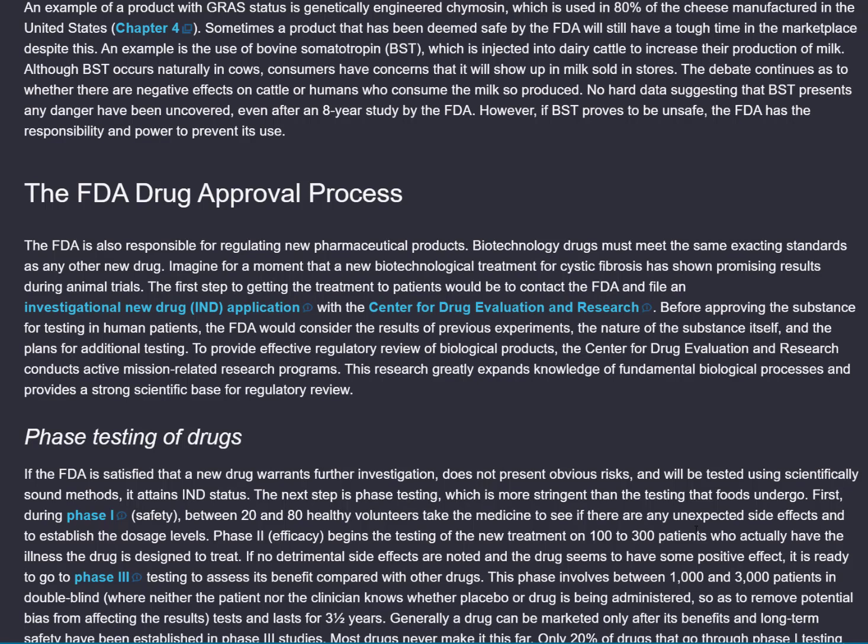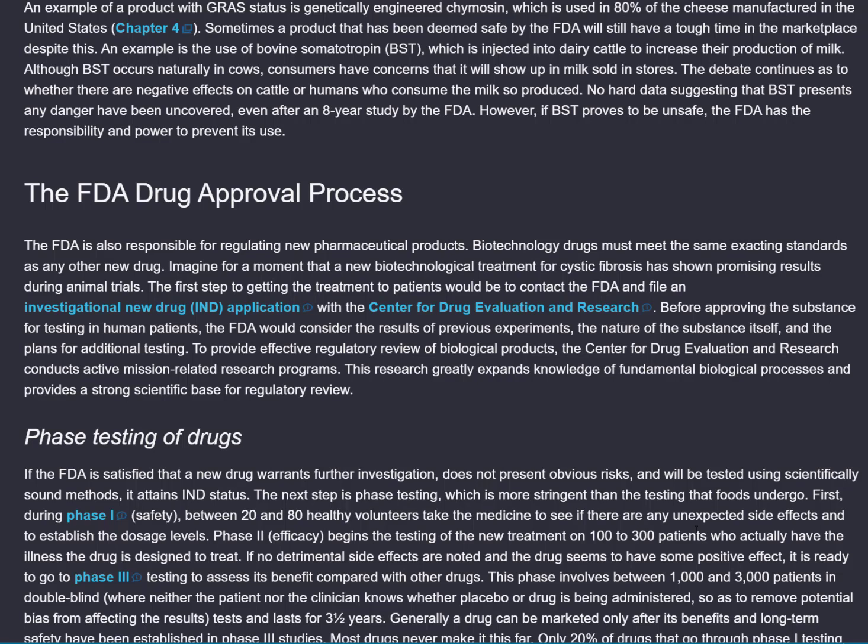Sometimes a product that has been deemed safe by the FDA will still have a tough time in the marketplace despite this. An example is the use of bovine somatotropin, BST, which is injected into dairy cattle to increase their production of milk. Although BST occurs naturally in cows, consumers have concerns that it will show up in milk sold in stores. The debate continues as to whether there are negative effects on cattle or humans who consume the milk so produced.